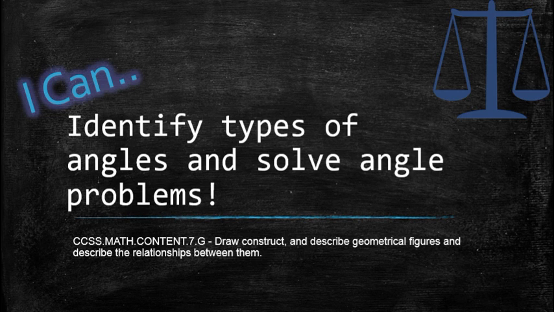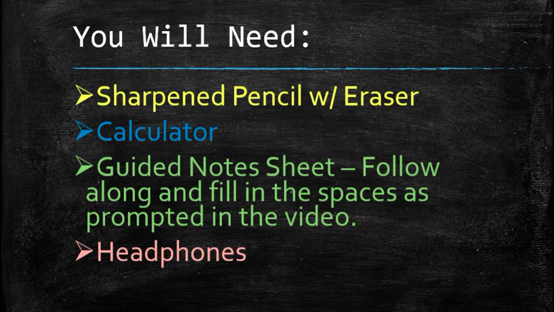Today we are going to be learning how to identify types of angles and solve angle problems. You will need a sharpened pencil with an eraser, a calculator, your guided note sheet, and you'll follow along and fill in the spaces as you are prompted in the video, and of course your headphones. If you are missing any of these items, please pause the video, retrieve the items, and resume the video when you get back. So let's review.